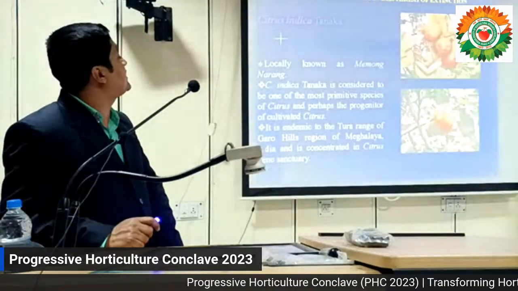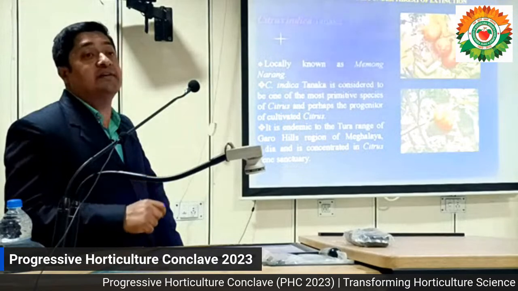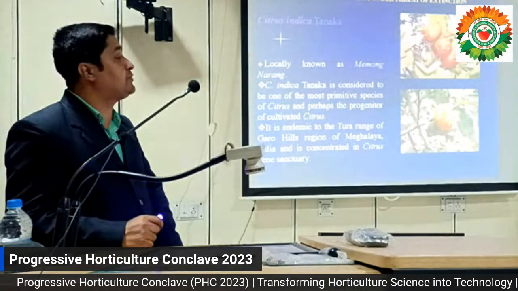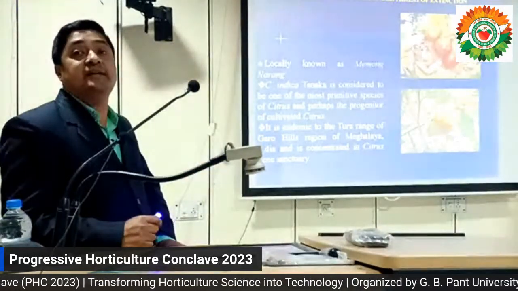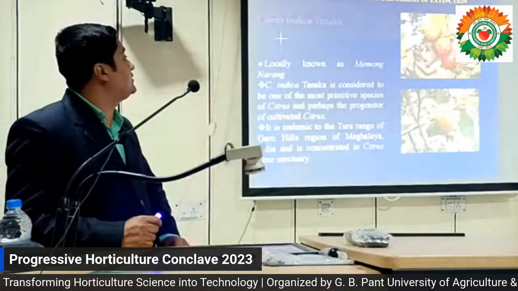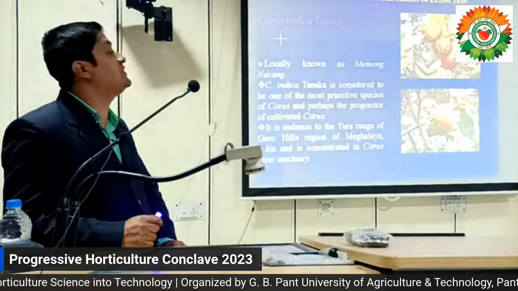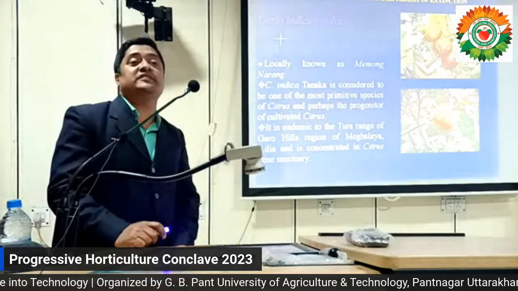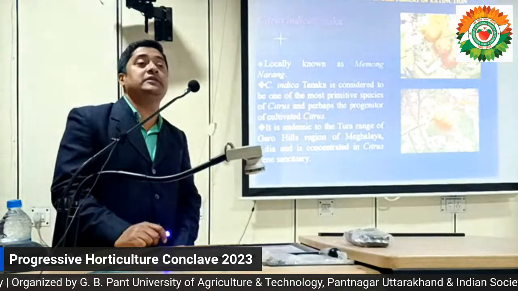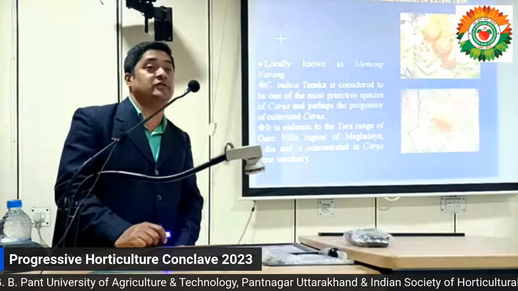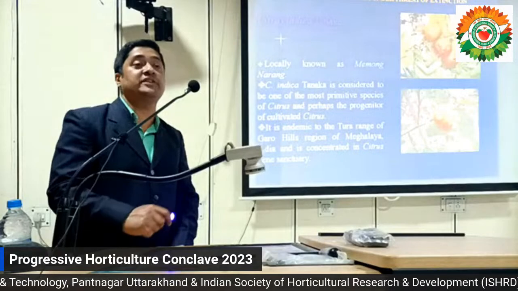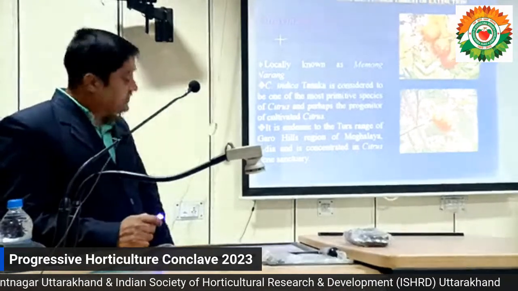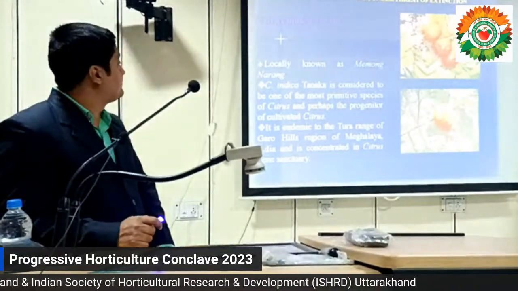This is another one that Meghalaya recently got. I mentioned the GI tag for two citrus species. In addition to Khasi mandarin orange, this other one is Citrus indica, which is believed to be the primitive citrus species, and which is found only in Meghalaya and Arunachal Pradesh, in the wild in the jungles, and is known as Memong Narang.